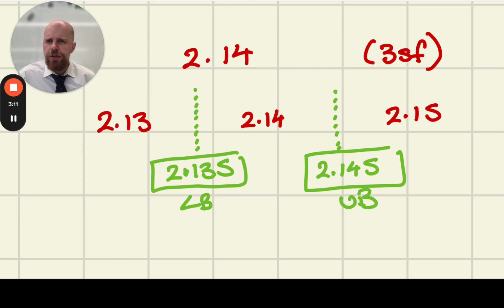A nice way to do it with the upper bound is to put a 5 on the end, and for the lower bound, take 1 off of the last digit and then add on a 5 as well.